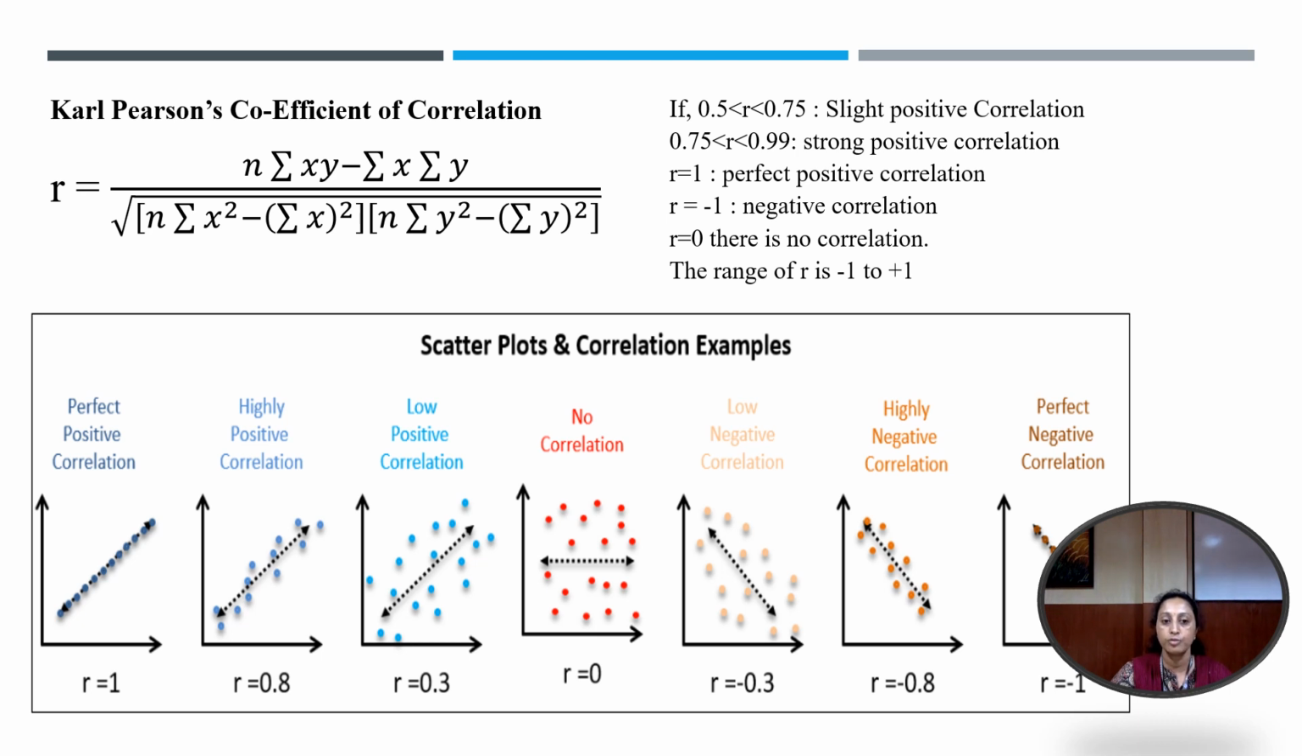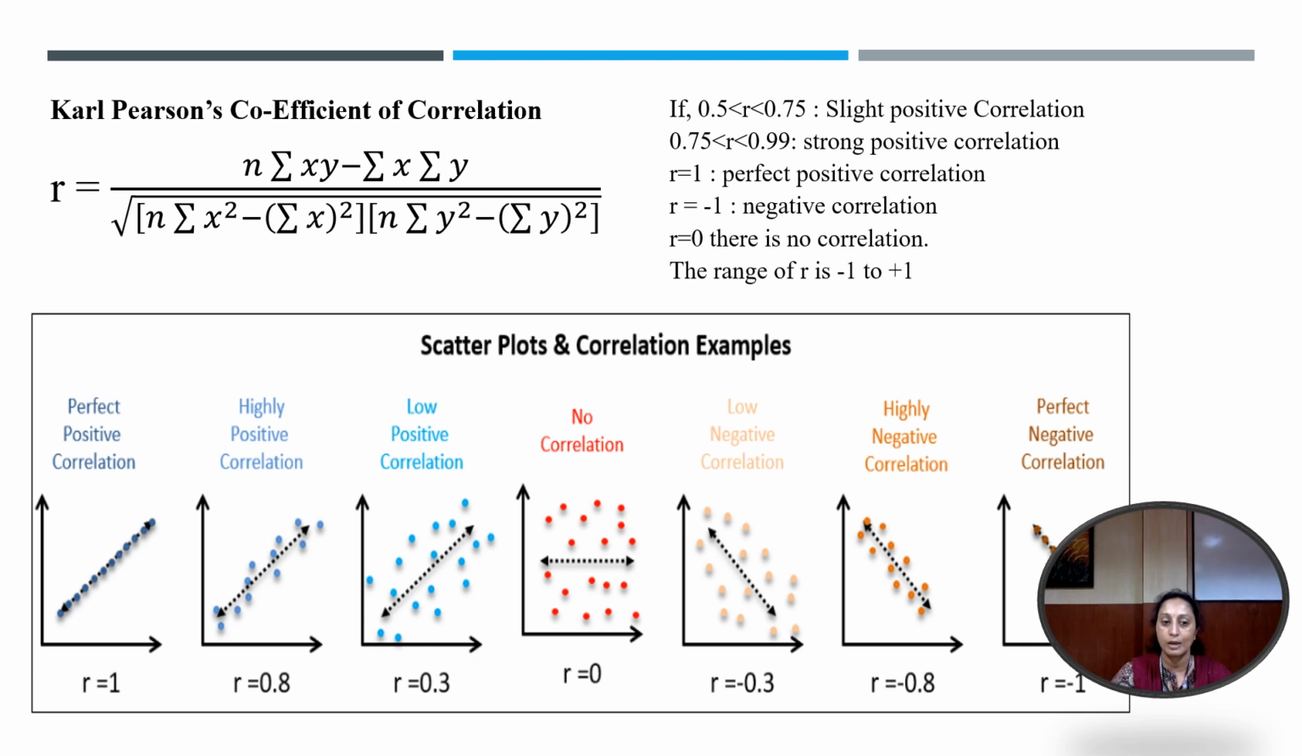The Karl Pearson coefficient of correlation is given by the formula r equals n times the sum of xy minus the sum of x multiplied with the sum of y, whole divided by the root of n times the sum of x squared minus the sum of x whole squared, multiplied with n times the sum of y squared minus the sum of y whole squared. Here n represents the number of observations.